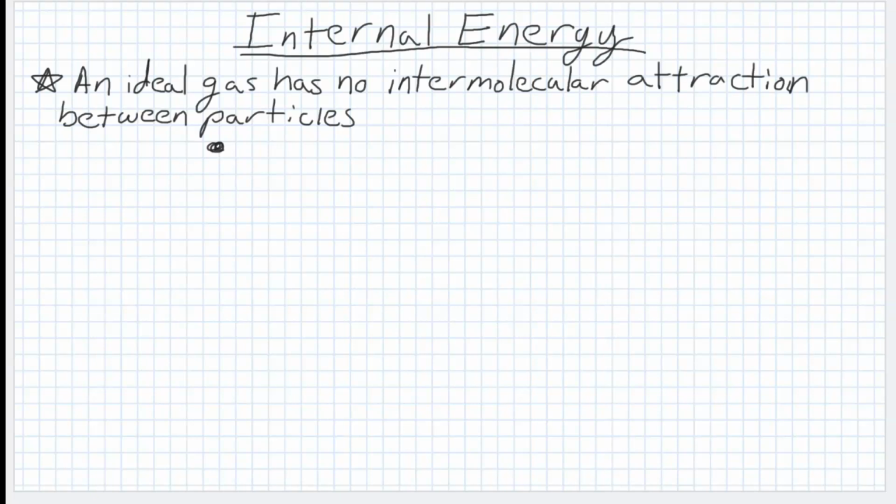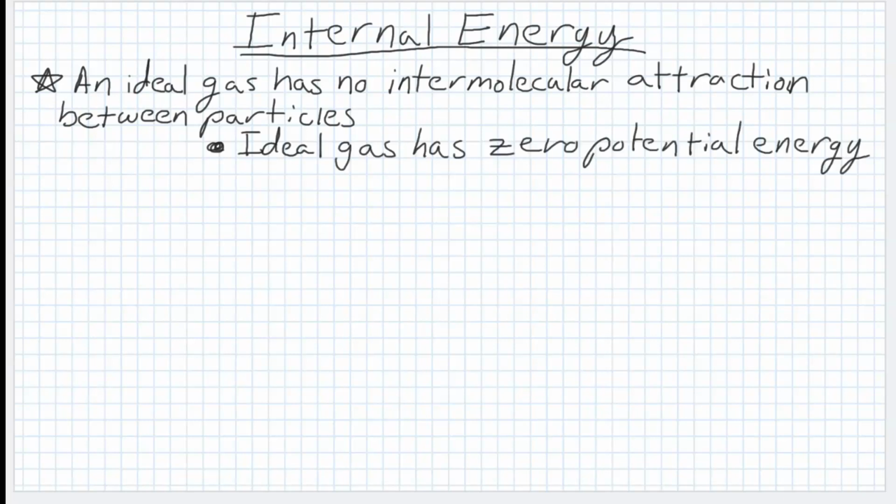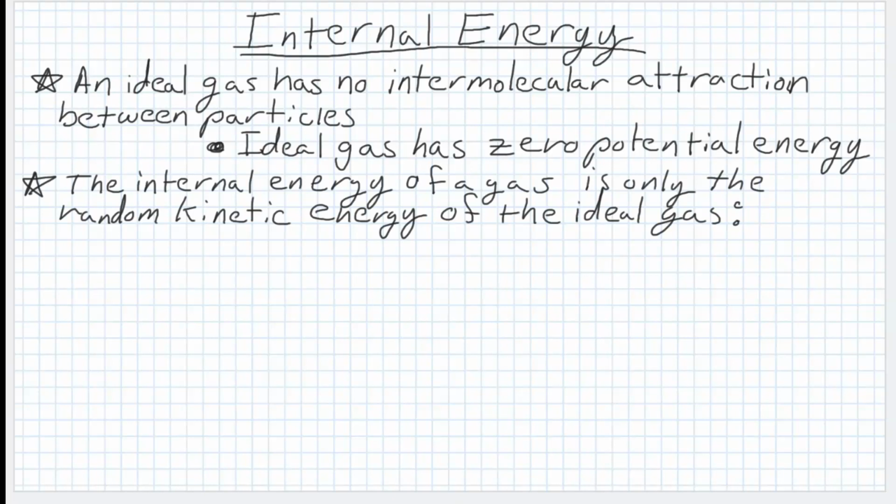So just a reminder from our topic 3 that an ideal gas has no intermolecular attraction between its particles, which means an ideal gas has zero potential energy. This means that the internal energy of a gas is only the random kinetic energy of the gas particles.